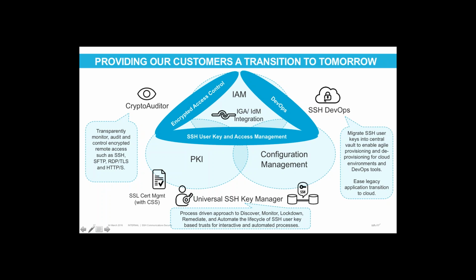And then the other tool that we brought in here is called SSH DevOps. It's another module. This is a tool which helps us make that migration from the legacy environment into the cloud transparently, managing the provisioning process and not creating the same challenge of the past. So the objective of the SSH DevOps tool is to ease legacy application transition to the cloud, as well as manage that DevOps access across the process flow. And it links right into the story of Crypto Auditor as well, because we also want to monitor and control that access that's being used through SSH in the DevOps environment. So these pieces all come together to bring together this triangle here of IAM, PKI, and configuration management.